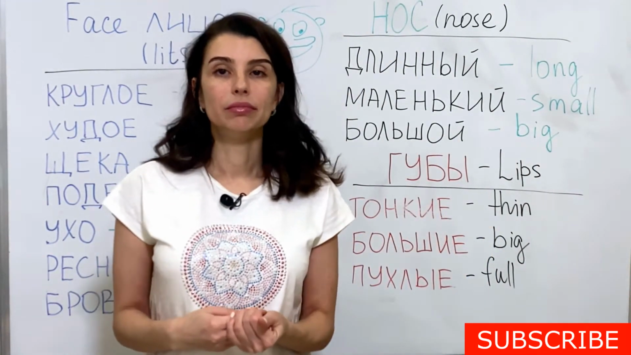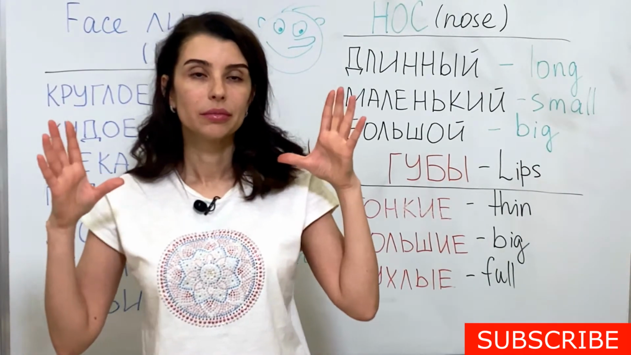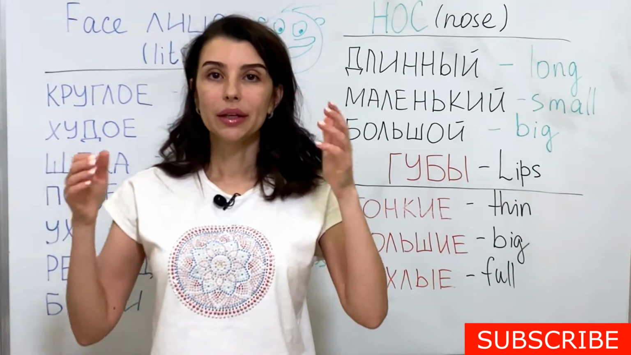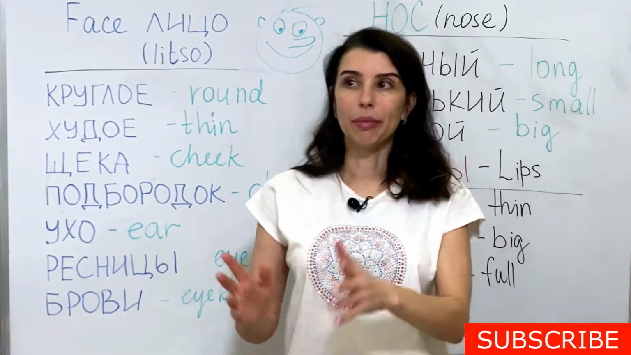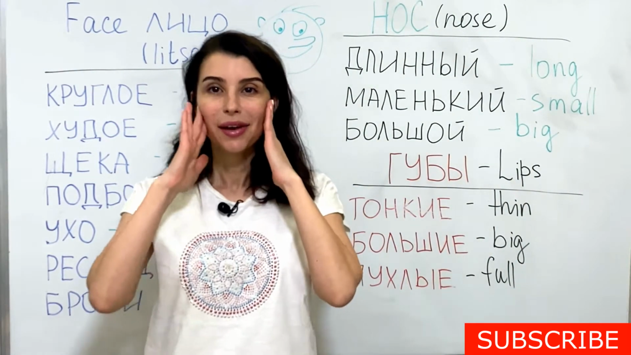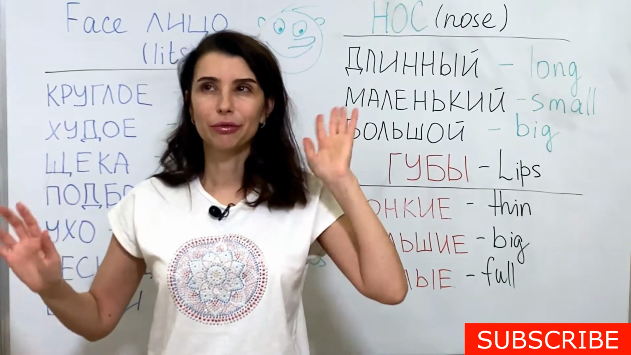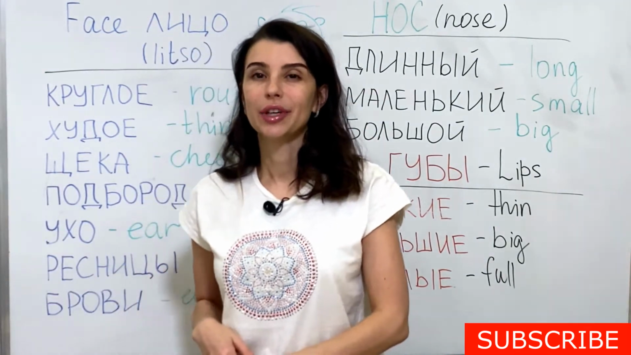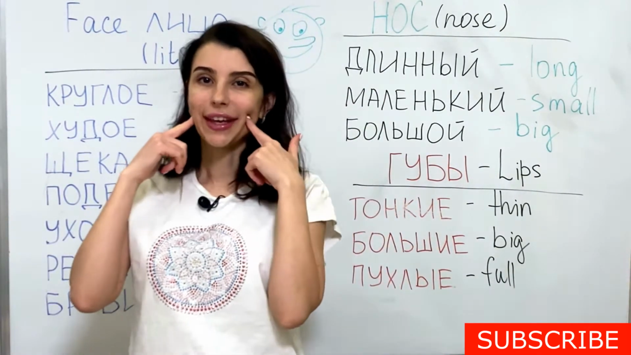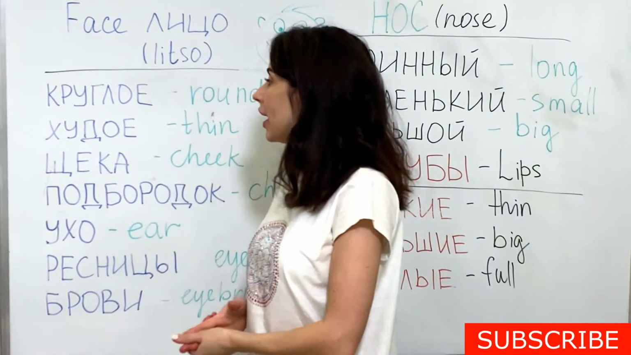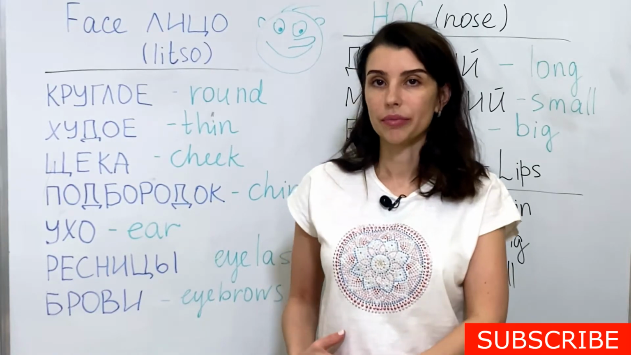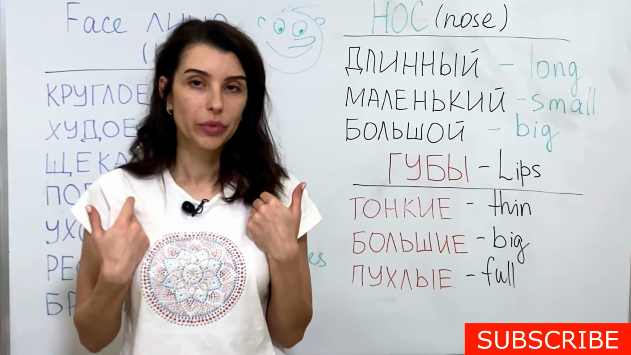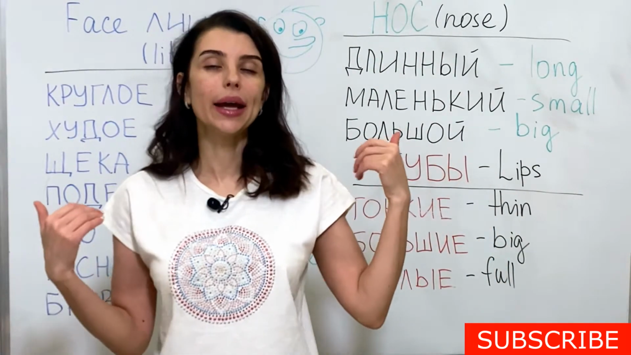It can be fat, right? Or it can be thin. About my face, I should say thin, because I'm around 50 kilos, and my face is thin. So thin, it means худое лицо. У меня худое лицо. У меня, it means I have.